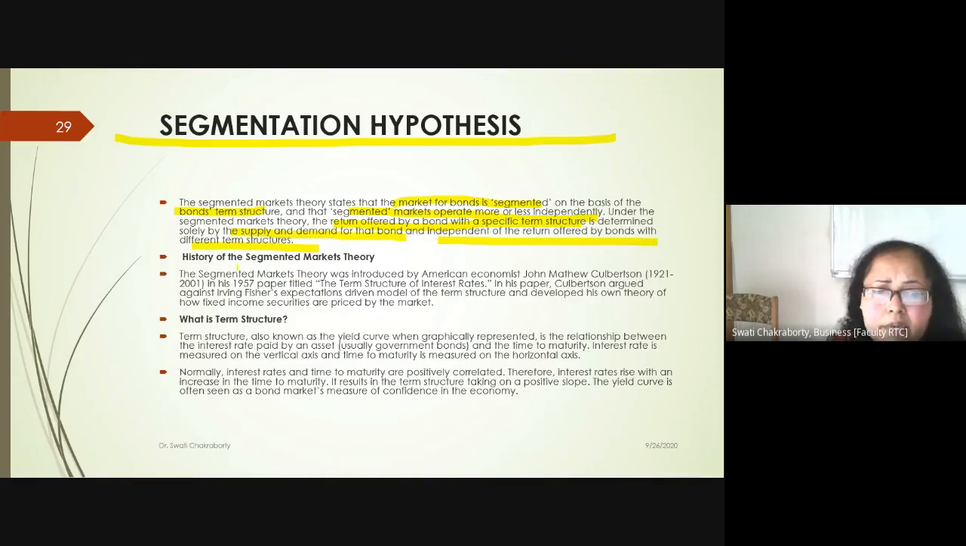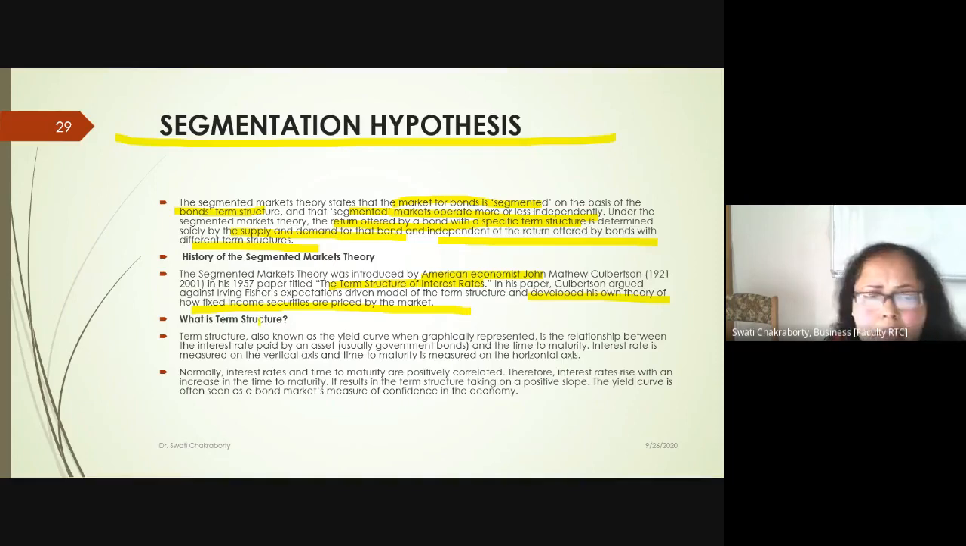The segmented market theory was actually introduced by the American economist John Matthew Culbertson, who, in his 1957 paper The Term Structure of Interest Rates, developed his own theory of how fixed income securities are priced by the market.